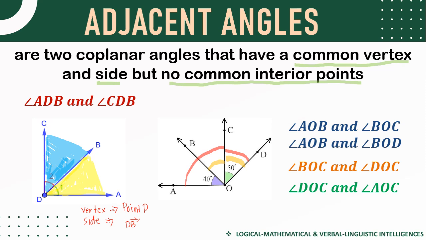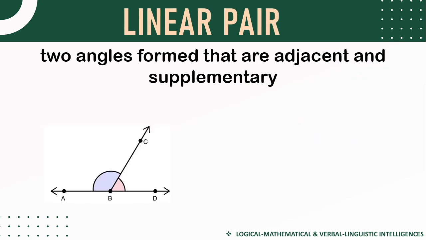So again, you need to consider these three conditions for us to identify or distinguish if the given pair of angles is actually considered adjacent angles. All right, now let's proceed with linear pair.